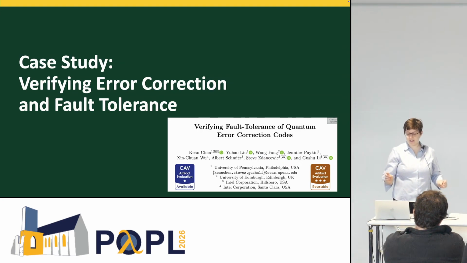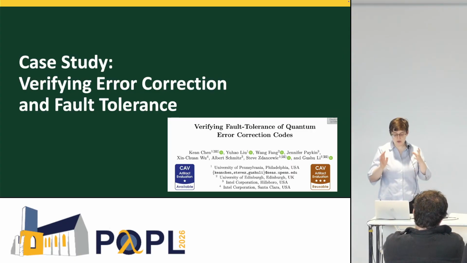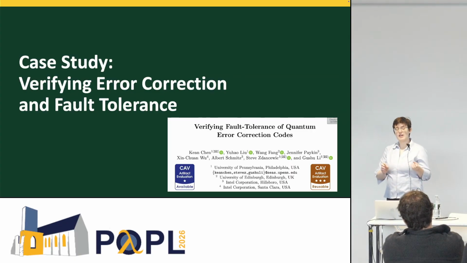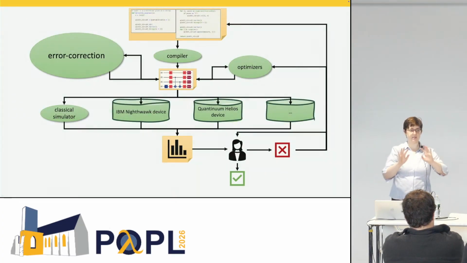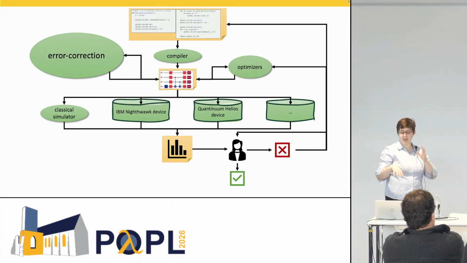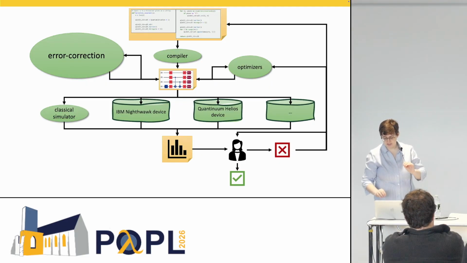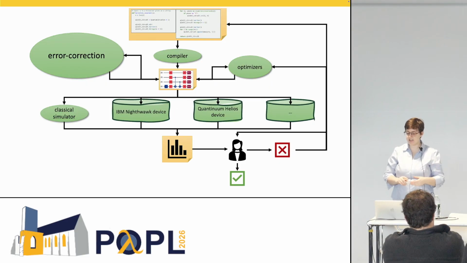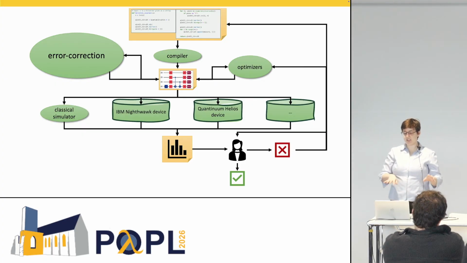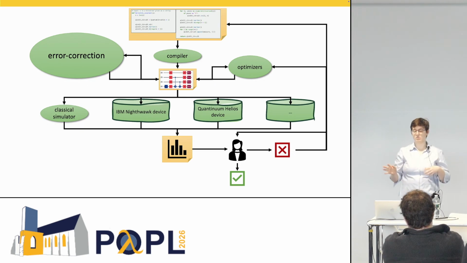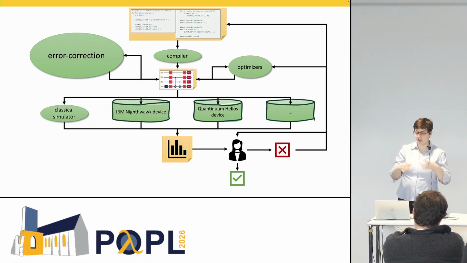So the goal here was to verify error correction, but more specifically fault tolerance. So let's give a little bit of a scope to this problem. As a reminder, error correction can be thought of as this circuit transformation to protect us from errors that occur on the quantum devices. And this is really important right now, specifically because just in the last few years, we've seen the first demonstrations of successful error correction on real devices.